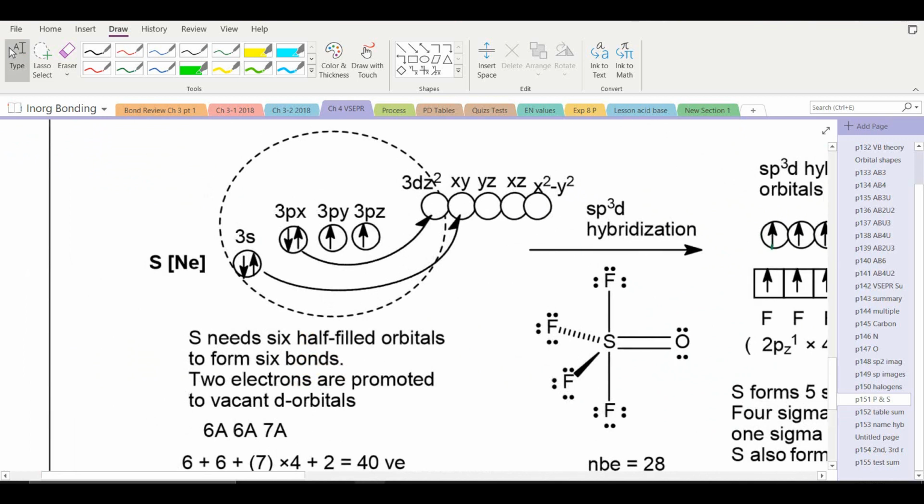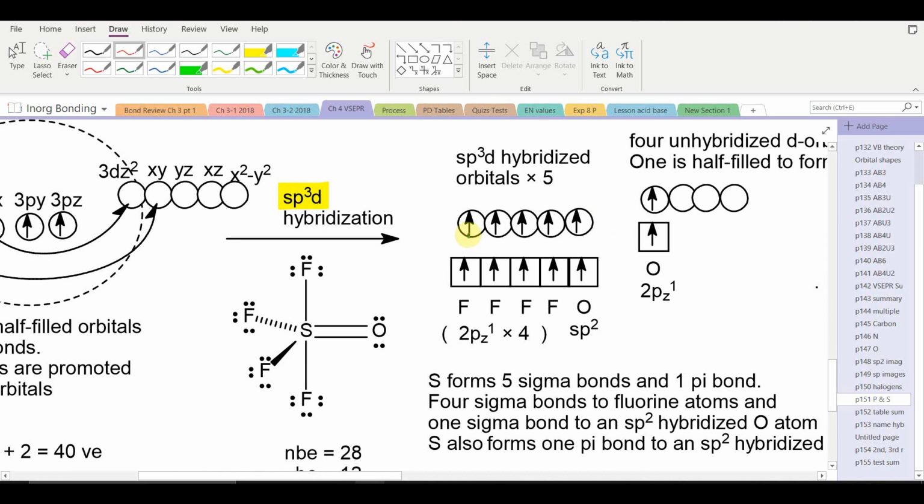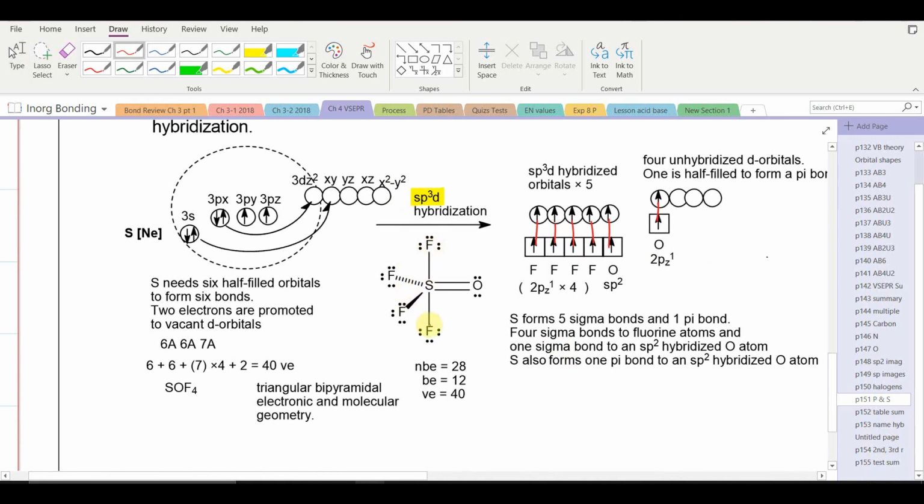Here's the ground state electron configuration of a 6A element: s2, px2, py1, pz1. Recall we need 6 bonds, 6 half-filled orbitals, so 2 electrons are promoted to give us a total of 6, but only 5 of them are hybridized. We need the unhybridized d orbital to form the pi bond. Therefore, it will be sp3d hybridized. Here it is, sp3d hybridized. The 5 hybridized orbitals overlap, forming sigma bonds, and then the unhybridized d orbital overlaps with an unhybridized p orbital from oxygen, forming the pi bond. And there's the structure. SOF4 is triangular bipyramidal.